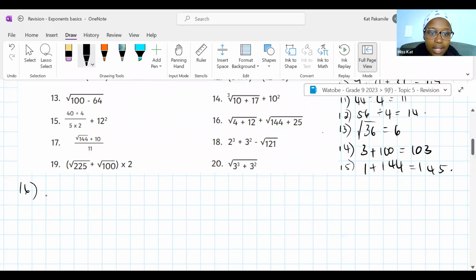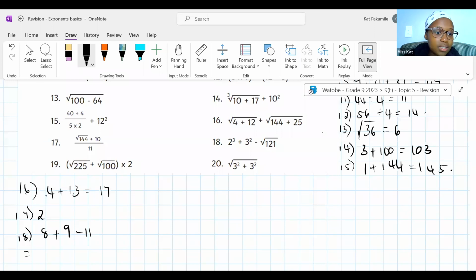That will be 4 plus 169 is 13, and that's 17. 17 is 12 is 10, 22, so it's 2. 18 is 8 minus 9 minus 11 plus 9, excuse me. And that will be 8 plus 9 is 17 minus 11 is 6.